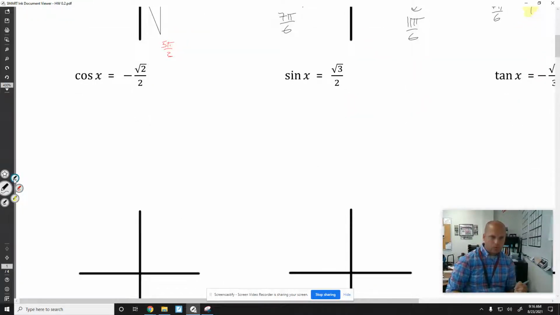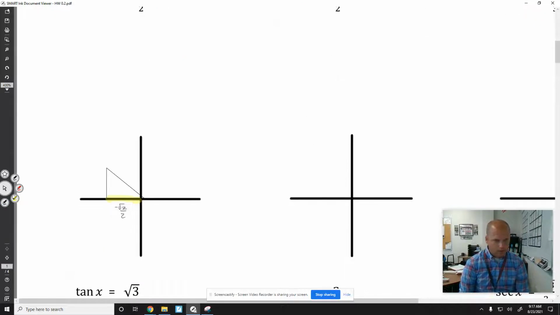All right, cosine negative root 2 over 2. Let's do the other way. So x distance negative, so I'm going to the left. Root 2 over 2 is created with our 45, 45, 90 triangle. So I want this 45, 45, 90 triangle. And I want this 45, 45, 90 triangle. Let's pretend like I'm going out a little bit further to the unit circle, or whatever. 45, 45, 90 triangle. We have that third pi over 4.